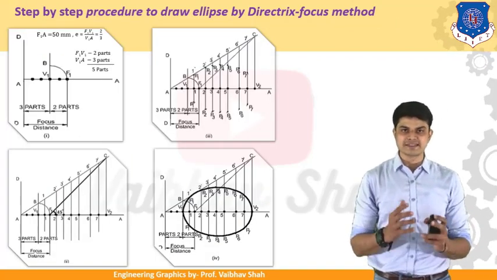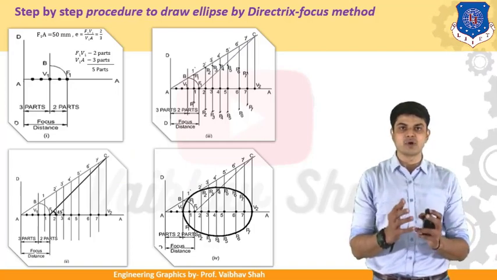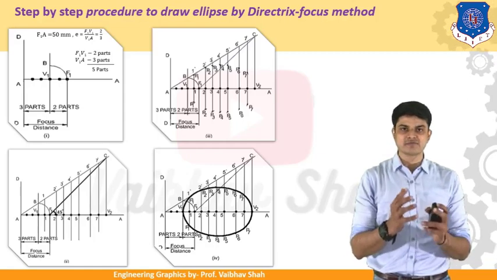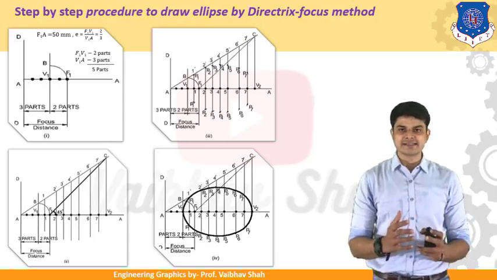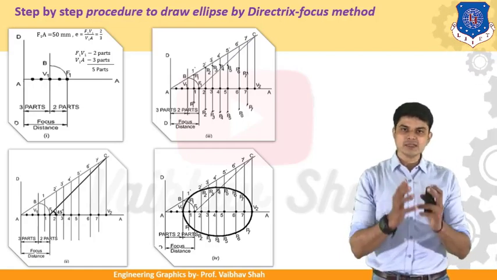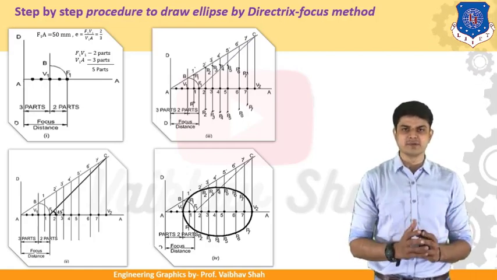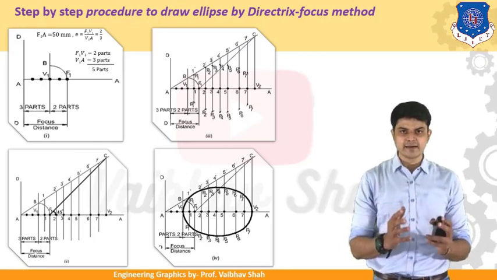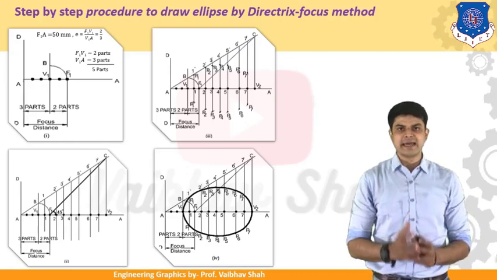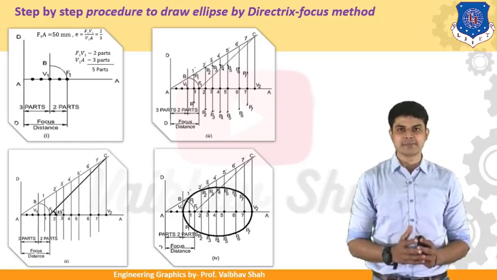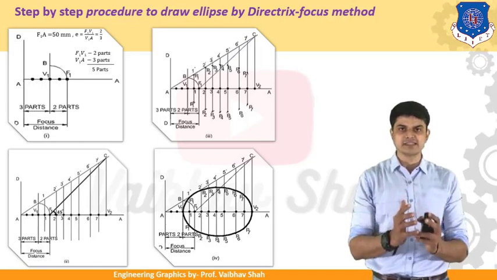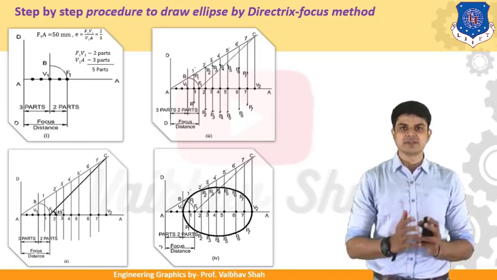Before moving to this example, let us understand how to draw the ellipse by this method, which is known as the directrix focus method. Let us understand the step by step procedure to draw an ellipse by this method. Let us suppose we have data given. First, the distance between your focus and your directrix is given. And the second data which must be given in your example is your eccentricity ratio.